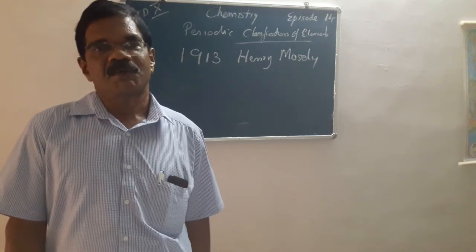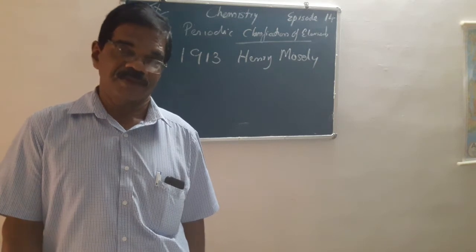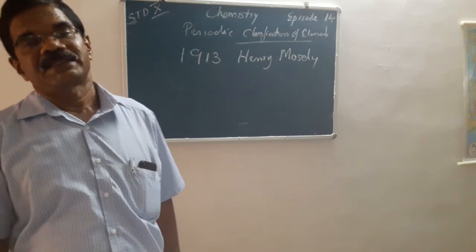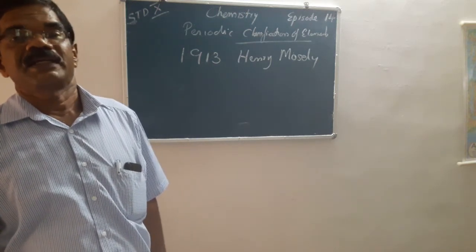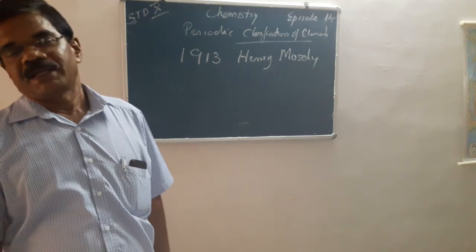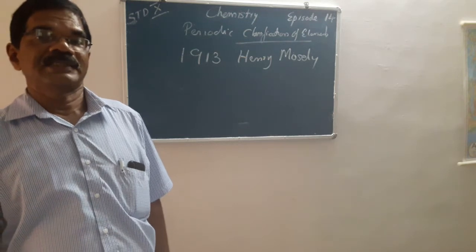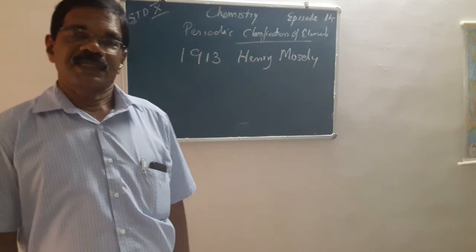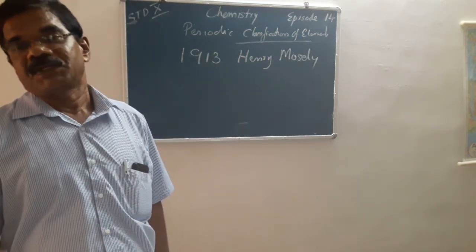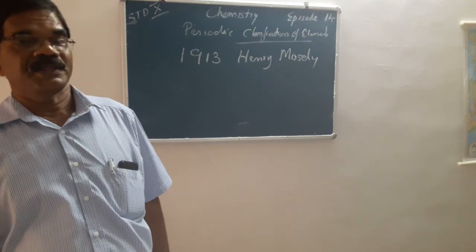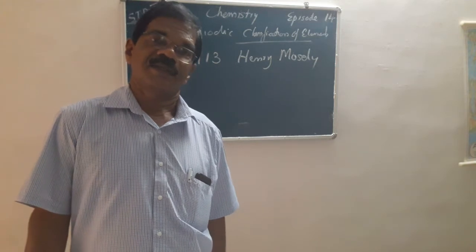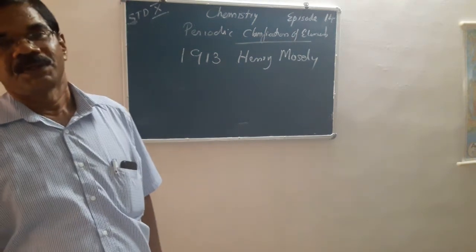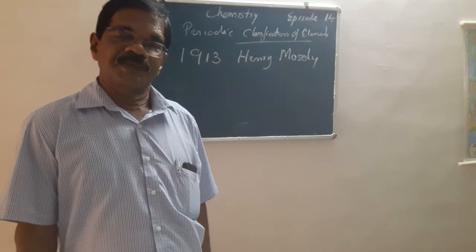So Moseley rewrote Mendeleev's periodic law: the physical and chemical properties of the elements are the periodic functions of their atomic number. Then he classified the elements in the ascending order of their atomic number. He said that in the case of an element, the atomic number is the fingerprint. So the modern periodic table, which is given in your textbook, is on the basis of the atomic number.